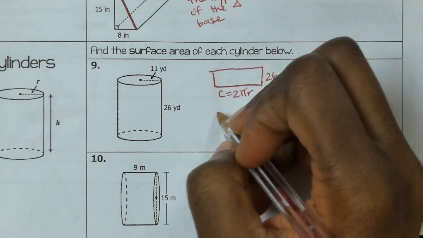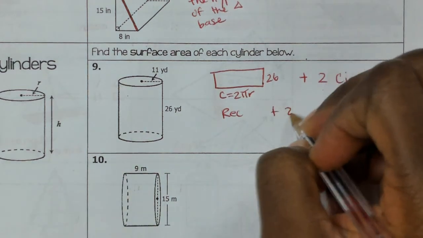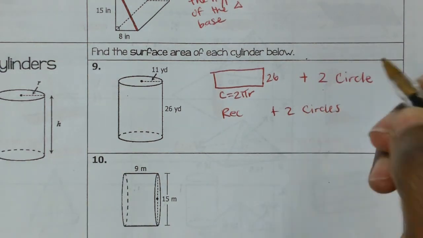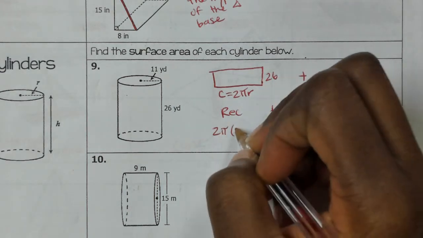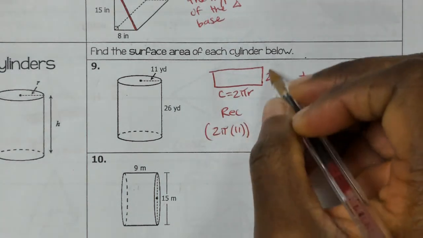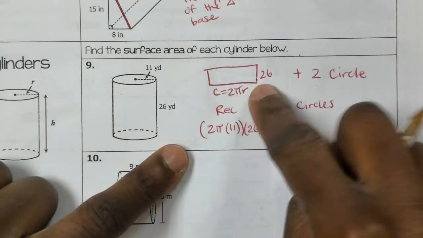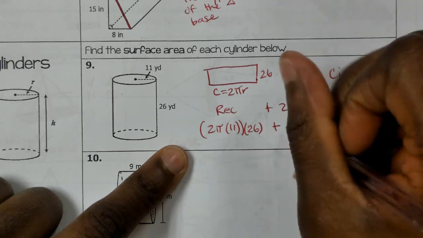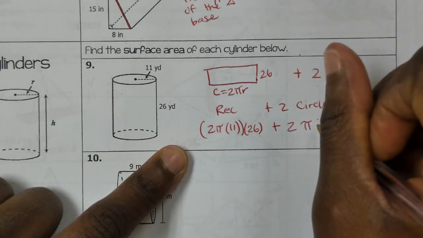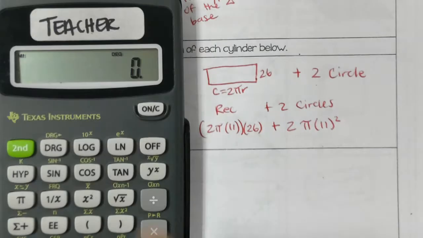Okay, so we have the area of a rectangle. This is a rectangle, and we only have 1 rectangle, and we have 2 circles. The rectangle's base is 2 pi r, so we're going to put all that in for the b, times that by the height. So it's base times height, but all of this is the base, and this is the height. And then 2 of the circle's areas, which is pi r squared. So you're just plugging all that in and solving.